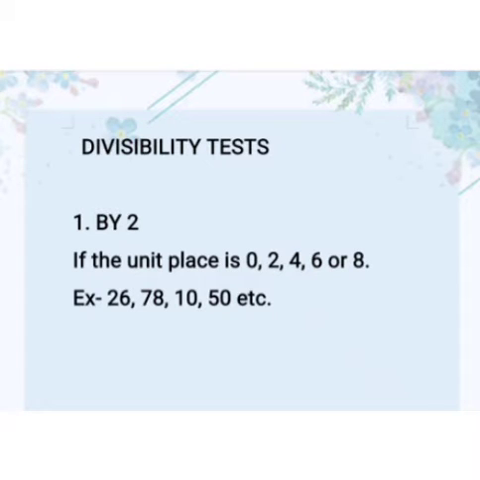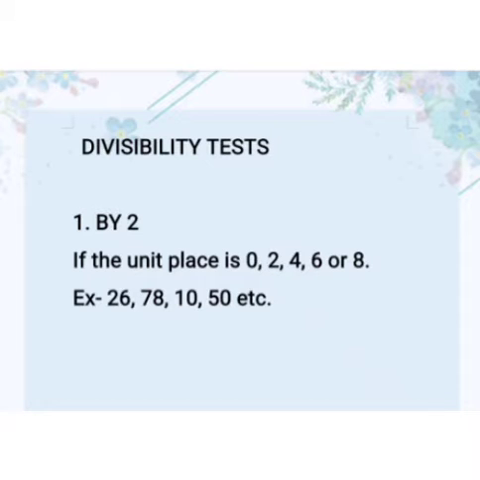Any number that has 0, 2, 4, 6 or 8 at its units place is divisible by 2. किसी भी नंबर के यूनिट्स प्लेस पे यानी कि लास्ट प्लेस पे अगर 0, 2, 4 या 6 या फिर 8 होता है तो वो डिजिट 2 से डिविजिबल होती है.